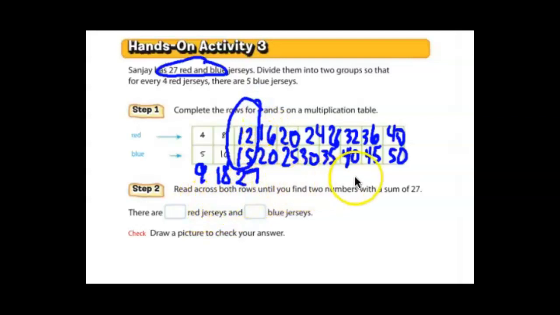So now we can answer the question, how many red jerseys are there? Go ahead and write that down. 12. How many blue jerseys are there? Write that down. 15. Very good.